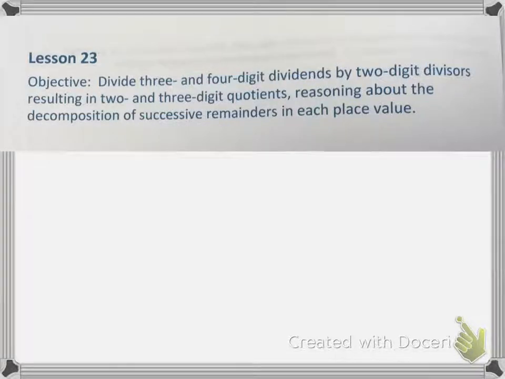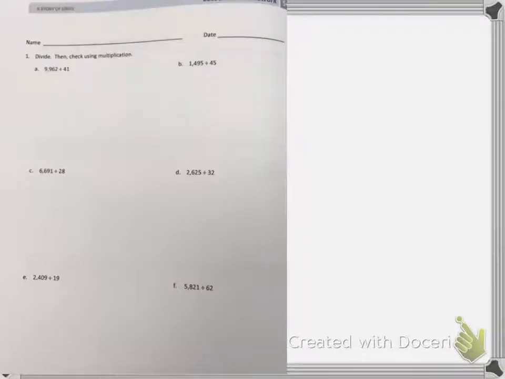All right, today we are working with dividing 3 and 4 digit dividends by 2 digit divisors, resulting in 2 and 3 digit quotients, reasoning about the decomposition of successive remainders in each place value. So it is a carry on of lesson 22, except today we are moving to more of the 4 digit dividends, as you can see in our first couple of problems.